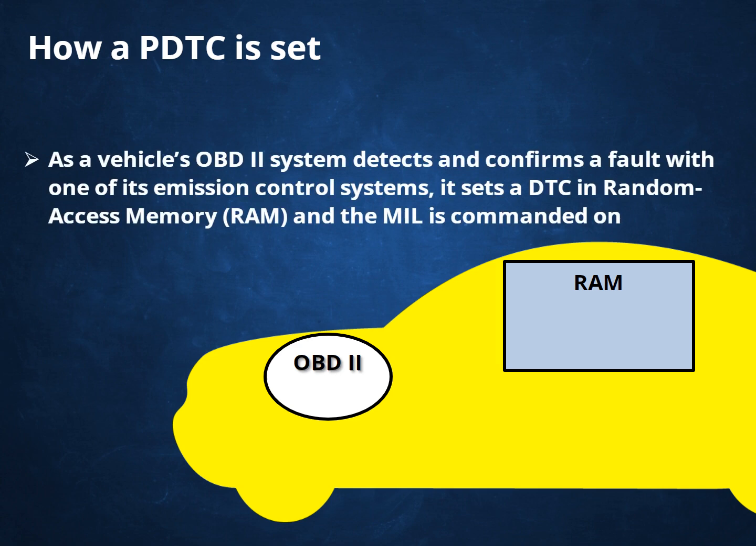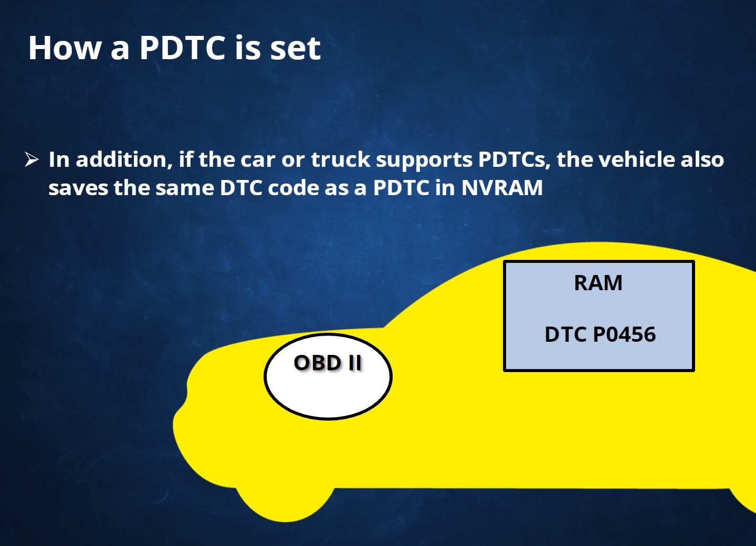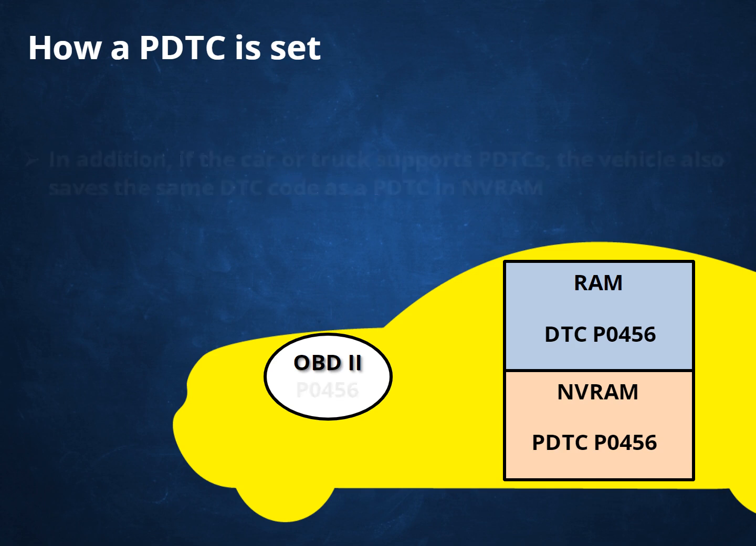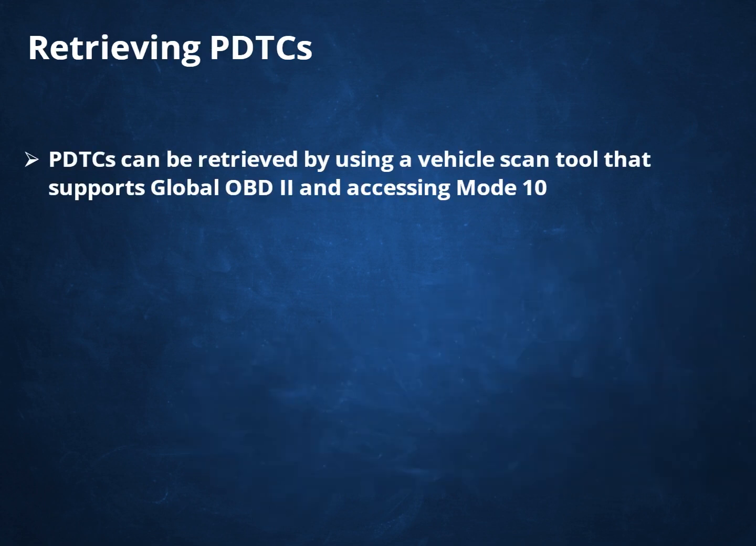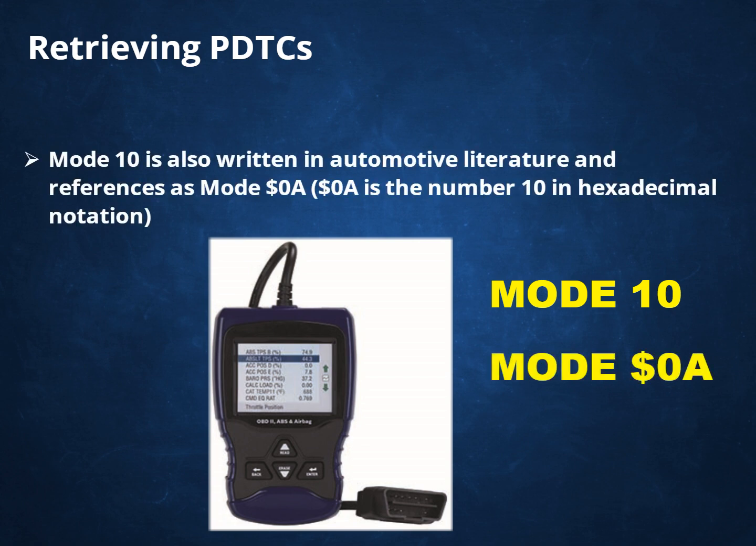As a vehicle's OBD2 system detects and confirms a fault with one of the emission control systems, it sets a DTC in RAM and the MIL is commanded on. In addition, if the vehicle supports PDTCs, the vehicle also saves the same DTC as a PDTC in NVRAM. PDTCs can be retrieved by using a vehicle scan tool that supports global OBD2 and accessing Mode 10. Mode 10 is also written in automotive literature and references as Mode $0A, where $0A is the number 10 in hexadecimal notation.